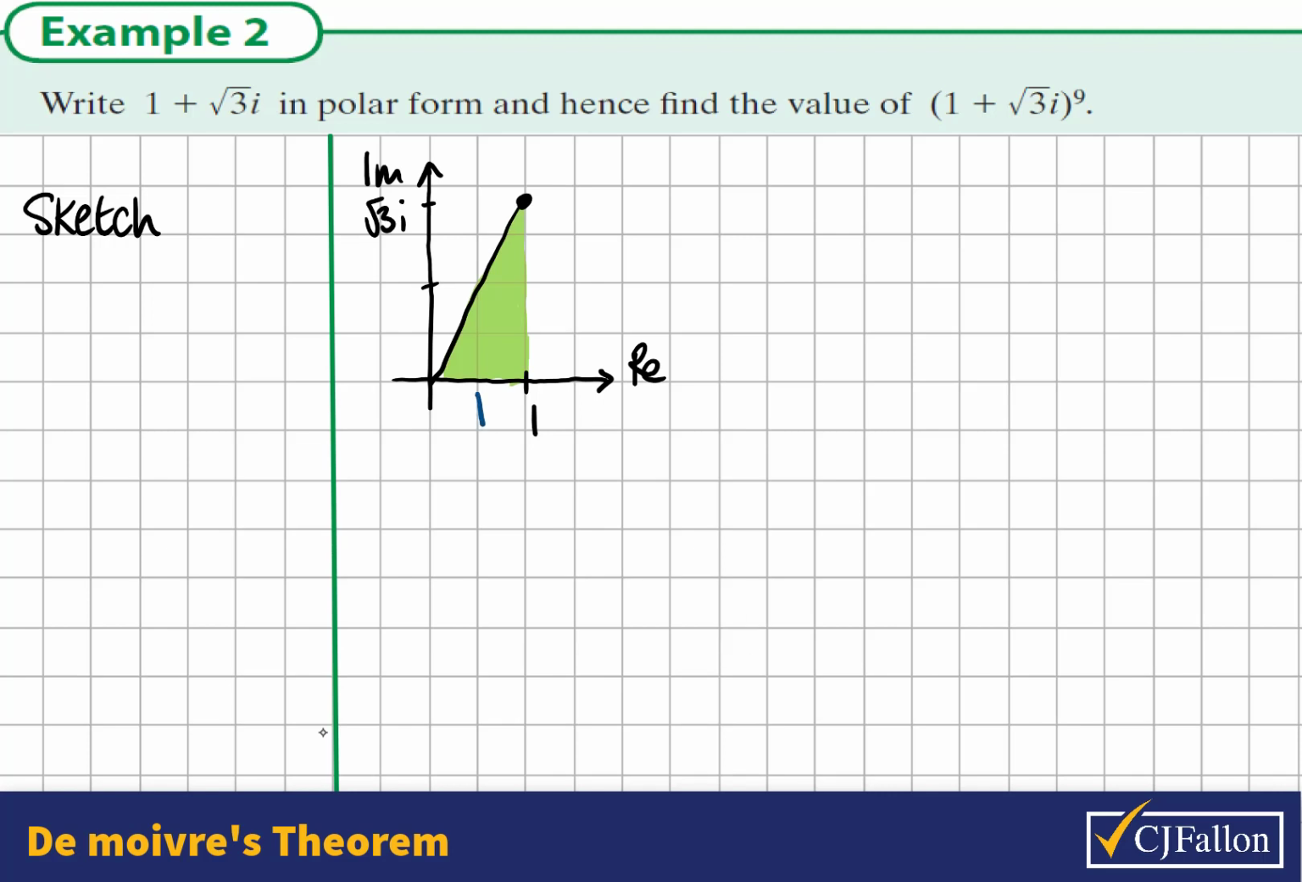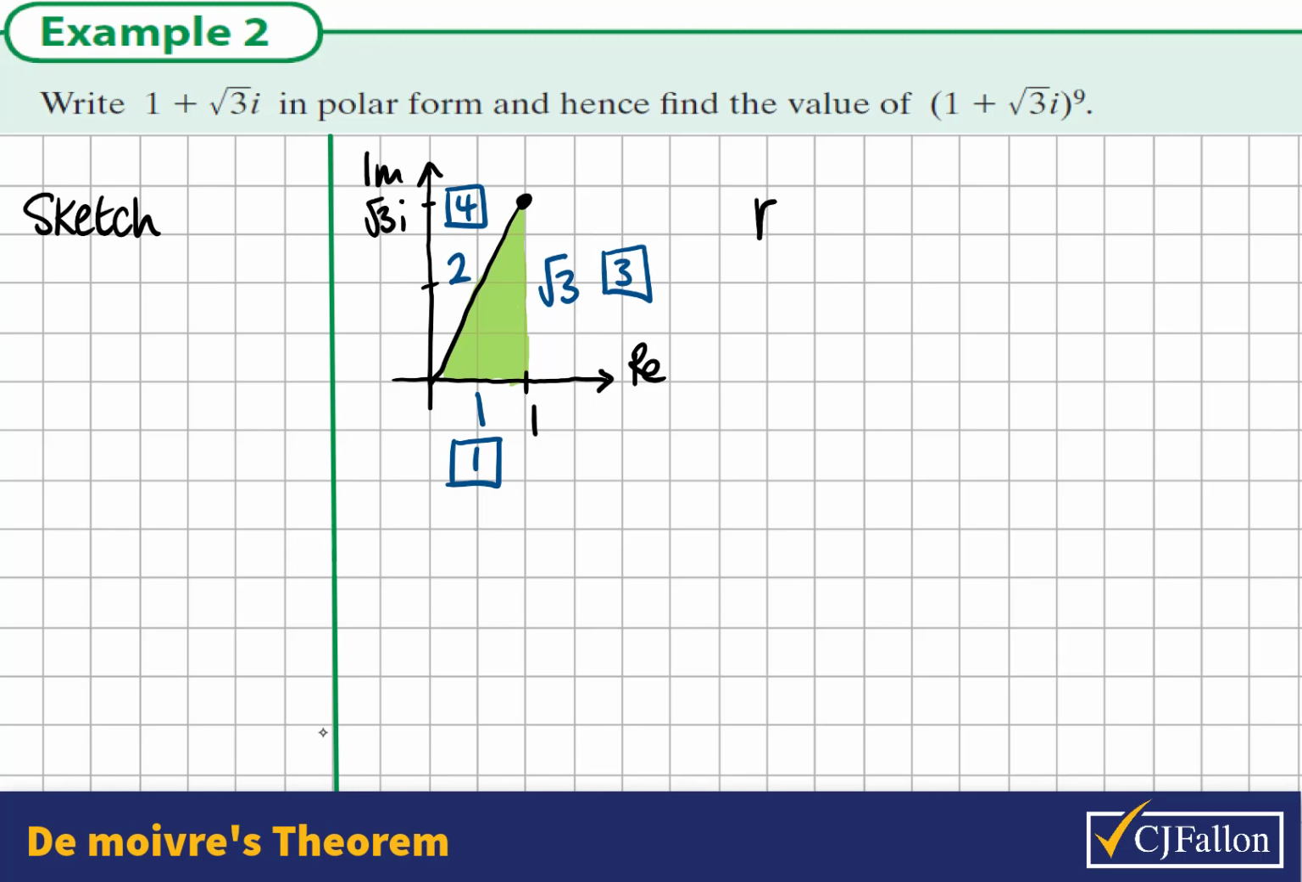You could get the modulus of the number using Pythagoras' theorem. So the square on one side is 1, the square on the other side is 3, 3 and 1 is 4, the square on the hypotenuse is 4, and the square root of 4 is 2. We can see that the modulus is 2.